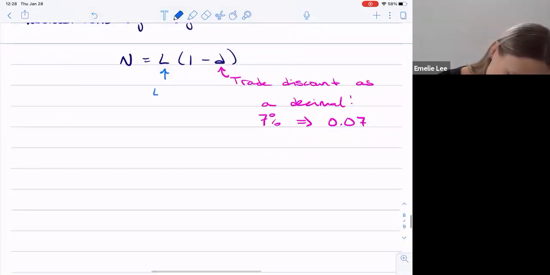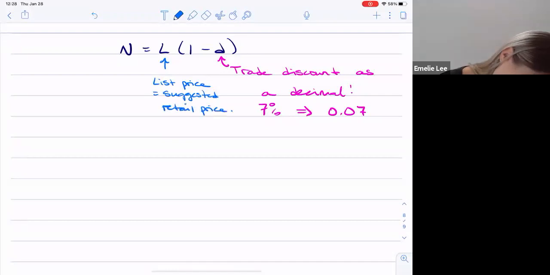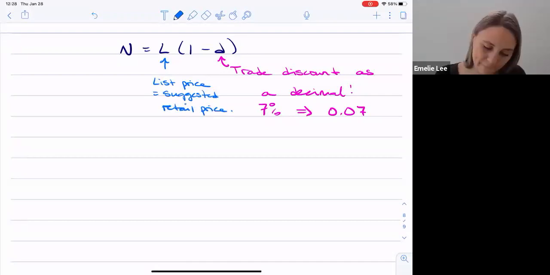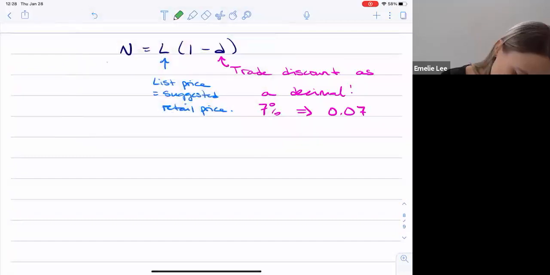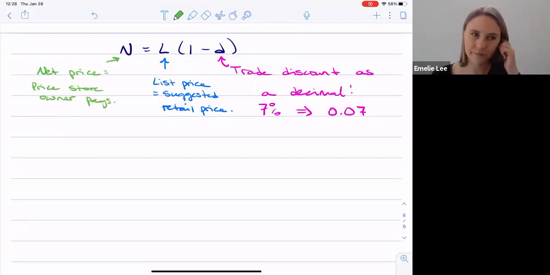The list price is the suggested retail price. And the N is the net price, which is the price the store owner pays.